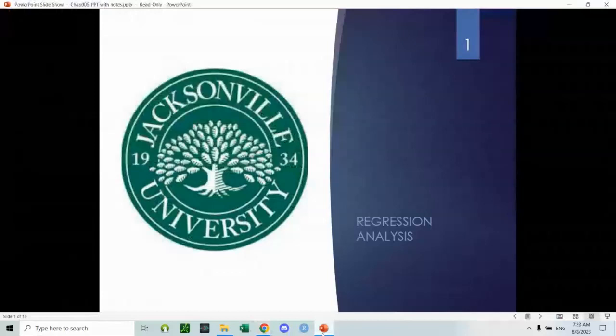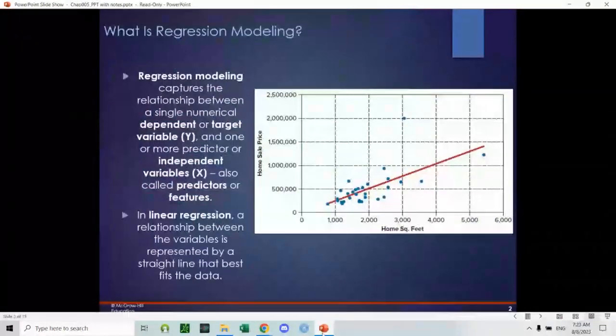All right, so let's get started talking about regression. So regression modeling demonstrates the relationship between a single numerical target variable and one or more independent variables called predictors or features. In regression, the target variable is the one being predicted. In linear regression, the relationship between variables is represented by a straight line that best fits the data.